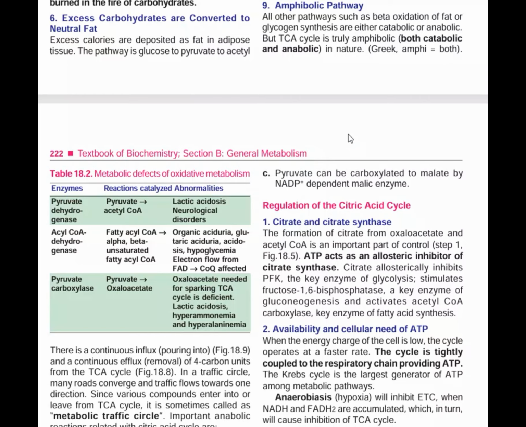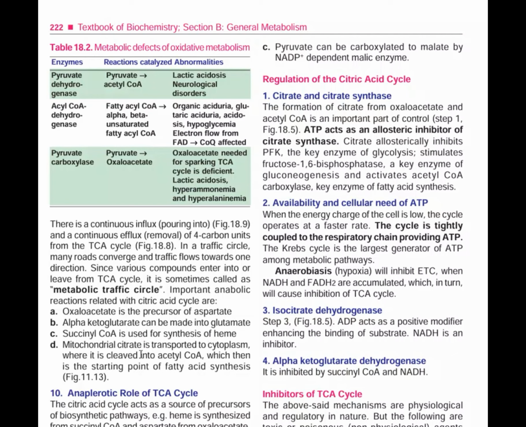If you see a traffic circle, many roads converge, and traffic flows towards one direction. Since various compounds enter into and leave from the TCA cycle, it is sometimes called the metabolic traffic circle. The important anabolic reactions related to the citric acid cycle are: oxaloacetate is the precursor of aspartate, alpha ketoglutarate can be made into glutamate, succinyl-CoA is used for the synthesis of heme, and mitochondrial citrate is transported to the cytoplasm where it is cleaved into acetyl-CoA, which then is the starting point for fatty acid synthesis.